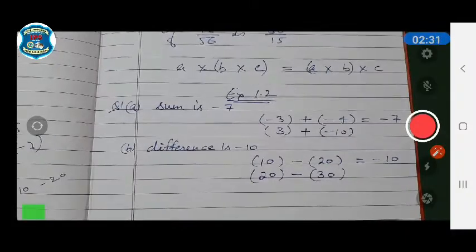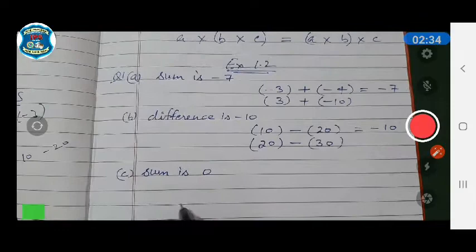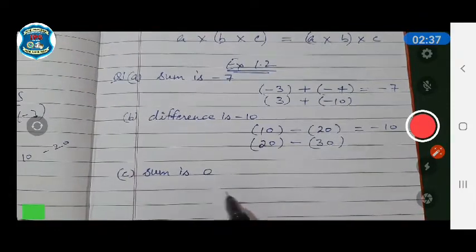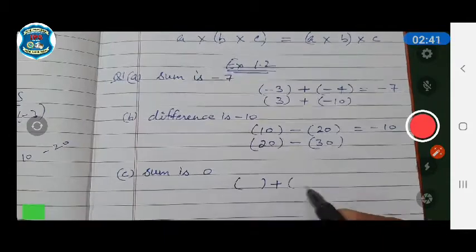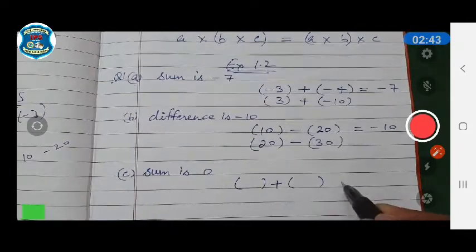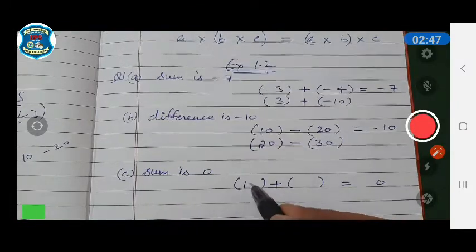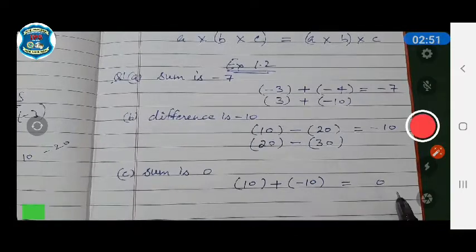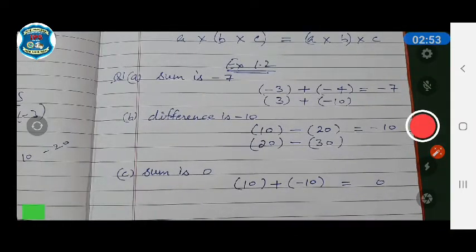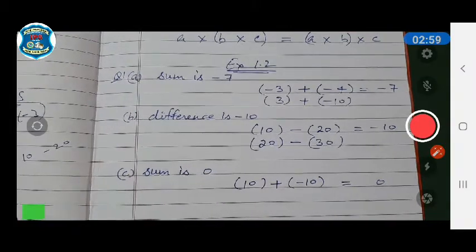The third is sum is 0. You have to write a pair of integers so that the sum must be 0. How is it 0? Suppose you are writing here 10, then it should be minus 10. Then the sum will be what? 0. Understood? You can make as many examples as you want. Now let us see the question number 2.